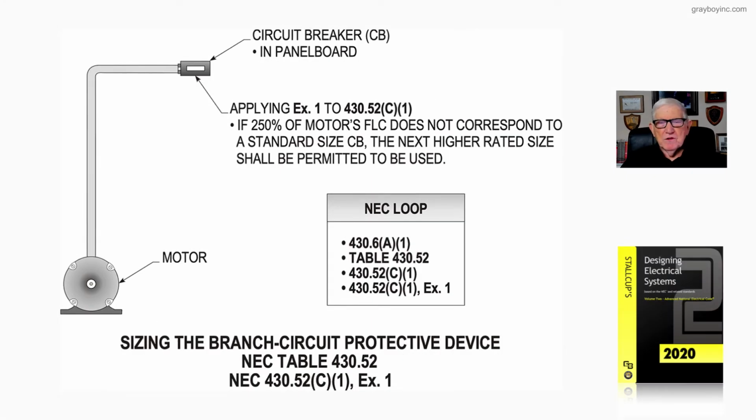This illustration deals with sizing the overcurrent protection device when you round up. Now this is figure 18-14 and it deals with the application of the exception 1 to 430.52(C)(1). Now the loop is the same NEC loop that you see in the illustration, but 430.6(A)(1) will again refer you to get the full load current of the motor from table 430.250.